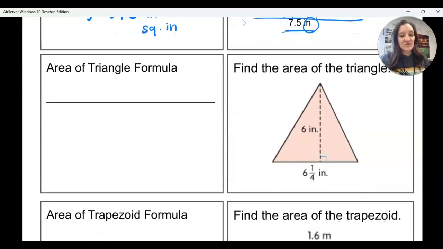All right, with a triangle, the formula for a triangle is very similar to the formula for a parallelogram, except we're going to take half of it.